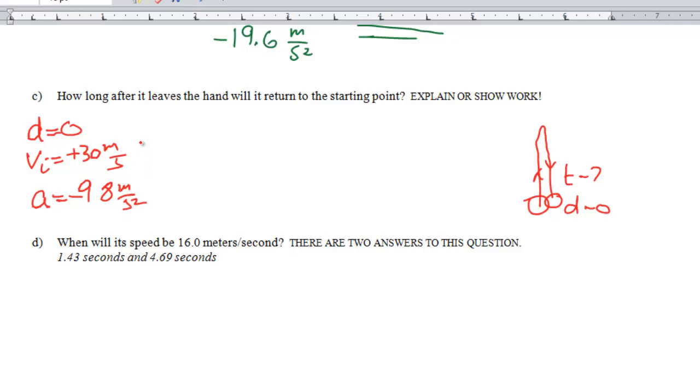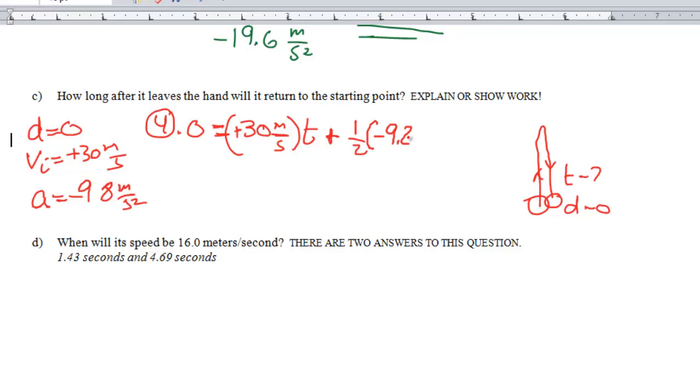So we need to look for an equation that does not have V final, and this will be equation number 4. So if we go ahead and apply equation number 4, the distance, which is 0, equals V initial times the time. So V initial is 30. We're applying equation number 4 here. 30 meters per second, it's positive, times the time, plus 1/2 times negative 9.8 meters per second squared times t squared.